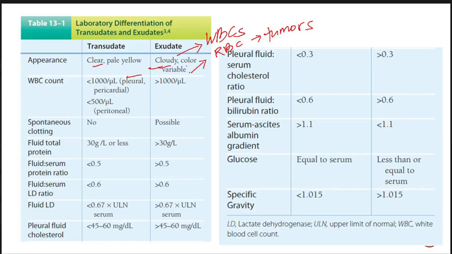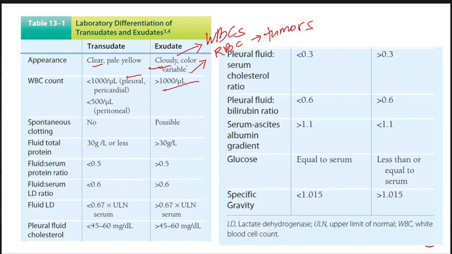Okay? WBC count. For transudate, it is less than 1,000 per uL. Okay, less than 500 per uL sa peritoneal. Kapag greater than 1,000, associated with exudate. Spontaneous clotting, possible for exudate. Fluid total protein, and so on. And then, yung best differentiator nga natin is the fluid to blood ratio ng protein and lactic dehydrogenase.